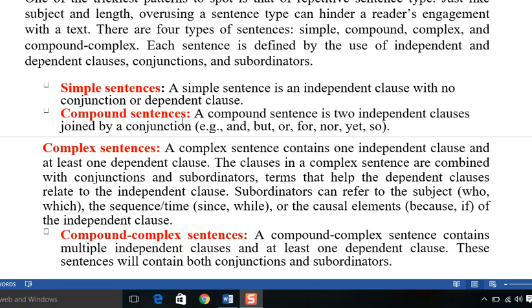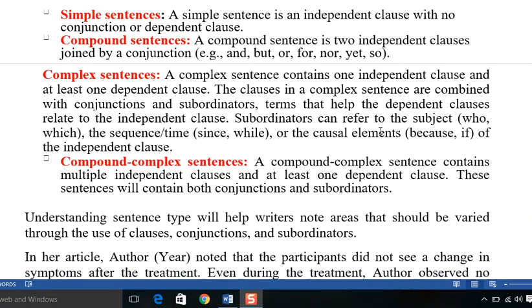Compound sentence. A compound sentence means two main ideas, two main clauses, of equal concept and equal level, joined by coordinating conjunctions like and, but, or, for, nor, yet, and so. These words join equal level sentences, equal level concepts. Clear? Thereby they are called compound sentences.